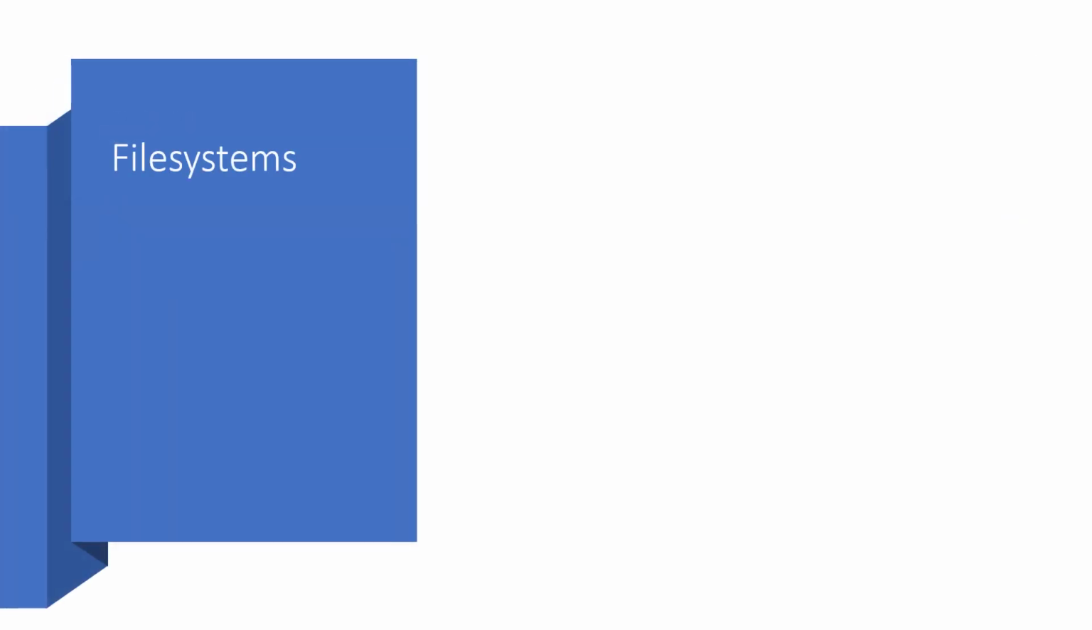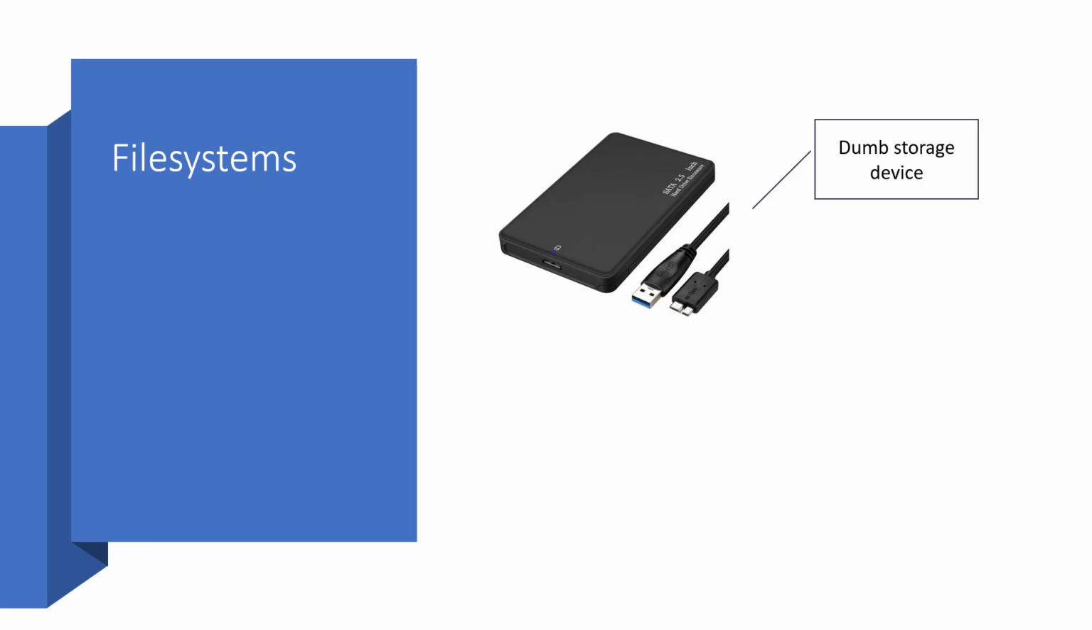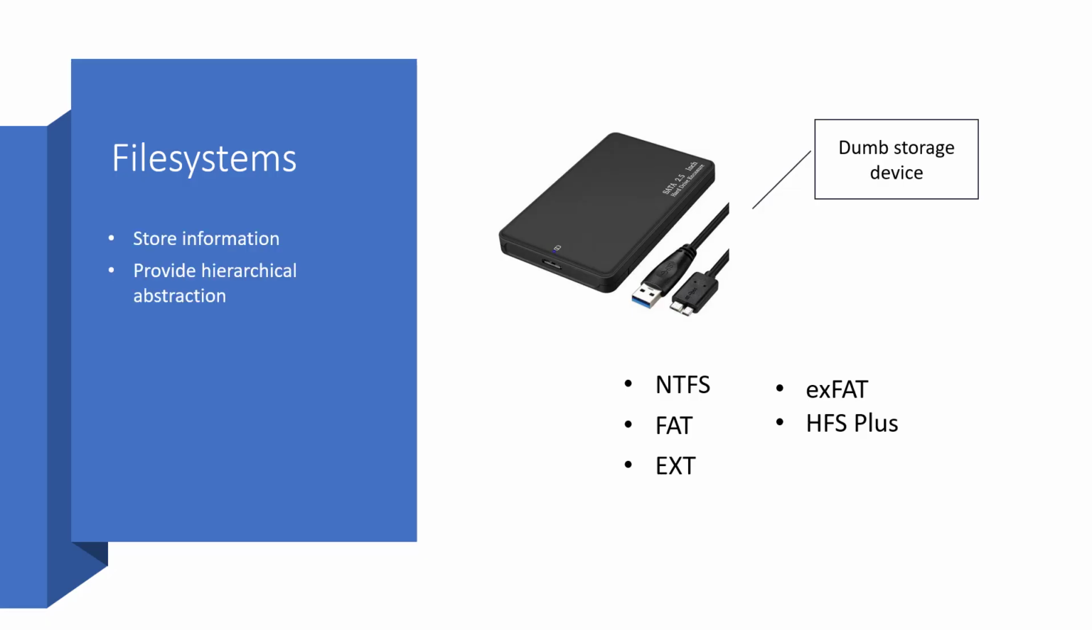Now a quick intro about what actually is a file system. The hard disk that you use is just a dumb storage device. File systems like ext and NTFS actually store information about which blocks correspond to which pieces of information on the hard drive itself. It provides the hierarchical directory abstraction and the permissions abstraction and other metadata things.